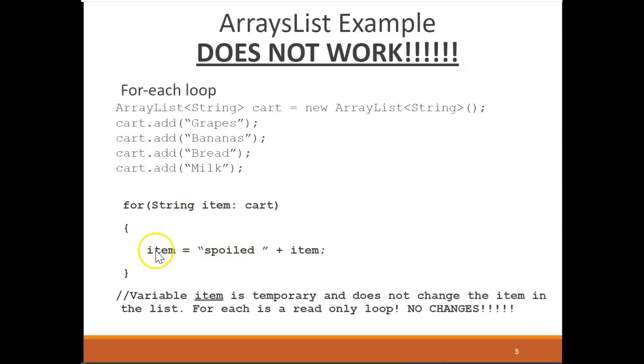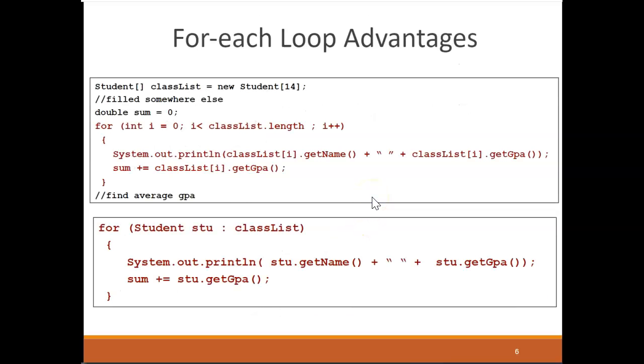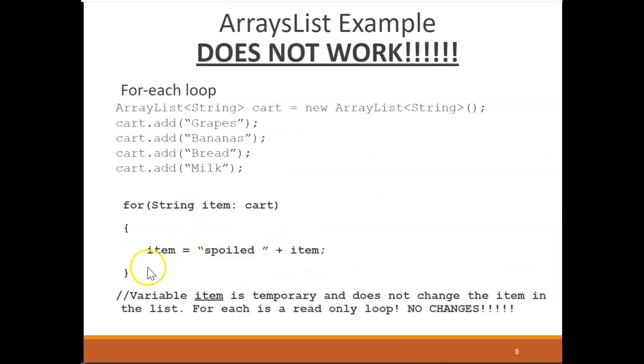And what I did inside here doesn't really do anything because the for each loop is a read-only loop. Also, this wouldn't cause an error. This would just set item to spoiled item, and then after the loop is over, it would just be over, and item would still be the same as it was before.